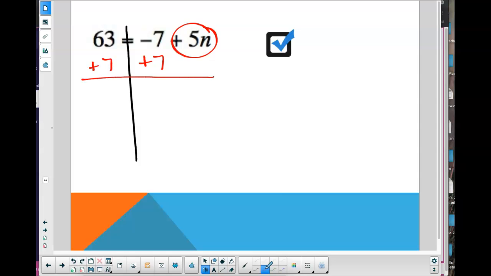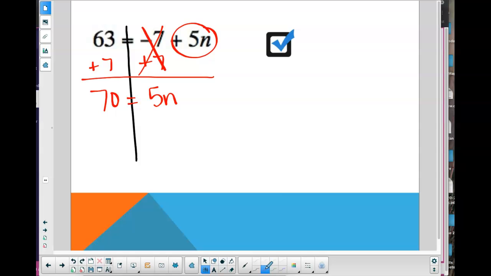Yours should look exactly like this. This is how you're going to show your work. We're going to cross off the 7s and write down whatever is left. 5n is left. So we write down 5n. What do we have on the other side? 63 plus 7? Caleb? 70. And again, I don't care if you use a calculator. If you need it to do the adding, subtracting, multiplying, and dividing, that's fine.